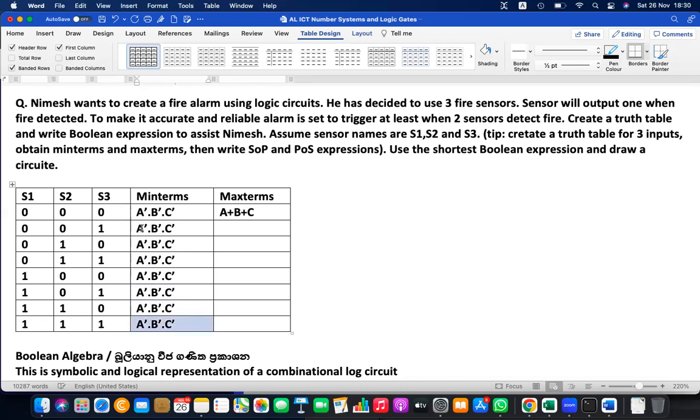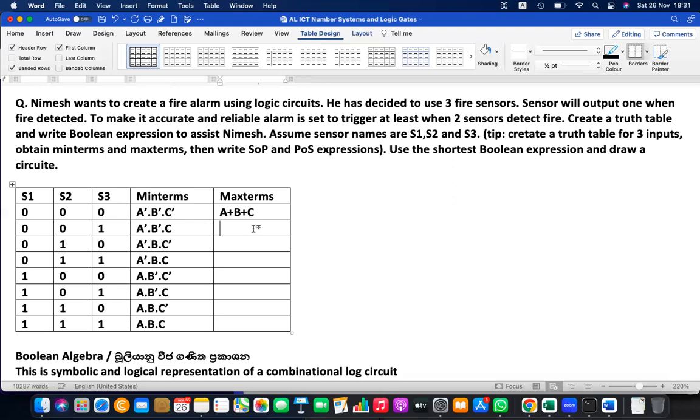Then the min terms: A is A naught, A naught, A naught, A naught. Here B naught, B naught, B, B, because here B is 1, and here also B naught, B naught, B, B. Here A naught four times, then A is 1 four times. And here C naught, C, then again C naught, C, again C naught, C. These are the min terms.